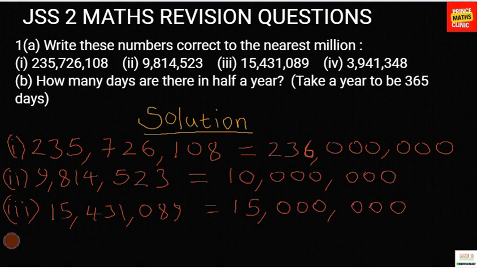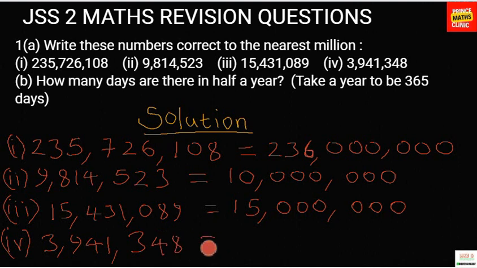The last on this particular set of questions, we have 3,941,348. So looking at this number again, the number after the million is 9. So just change it to 1, add it to 3. So this gives us 4 million. So that is the solution to this particular question.